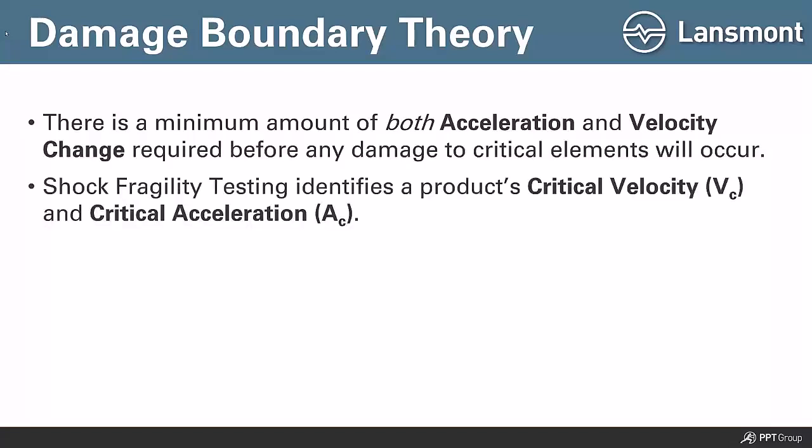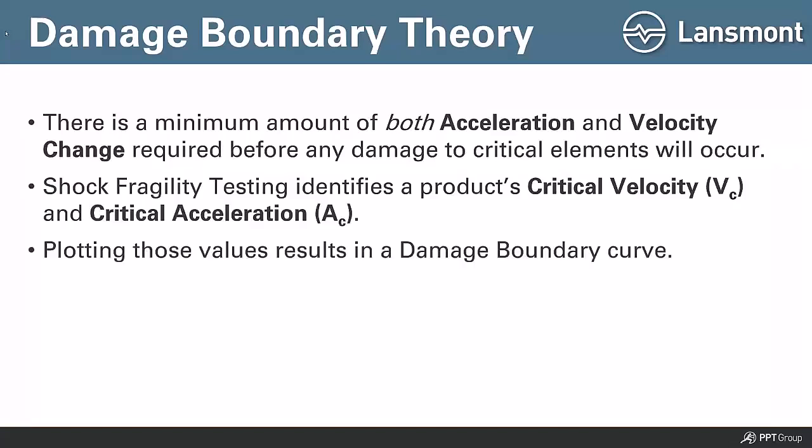So anyway, this whole process that we're going to talk about with the machines allows you to determine both of those. What are the minimum levels of critical acceleration and critical velocity required before potential damage is going to occur to my product or the fragile element within my product?